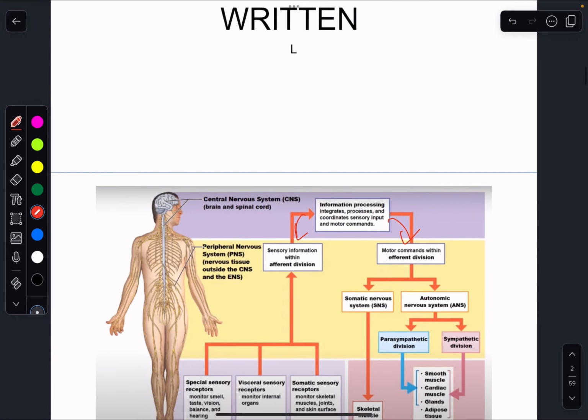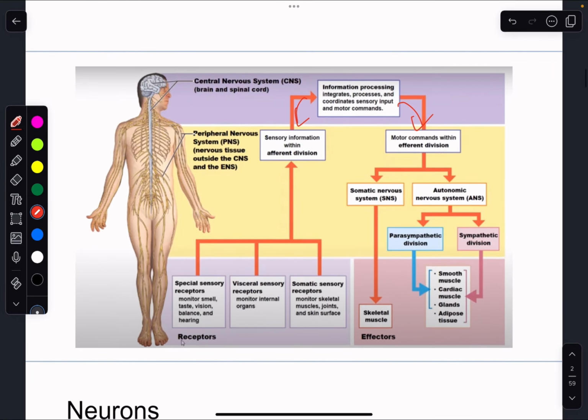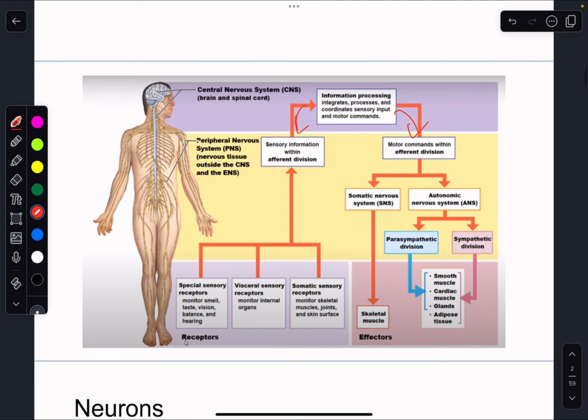All right, Neuron PowerPoint. Before I begin, I want to give you guys a brief visual representation of what I'll be talking about. We first have the central nervous system. The central nervous system only consists of the brain and the spinal cord, whereas the peripheral nervous system is everything else but the brain and the spinal cord.